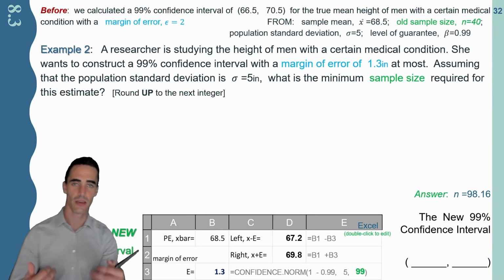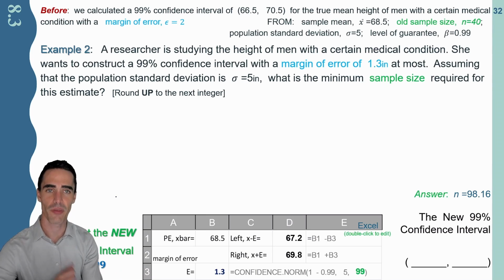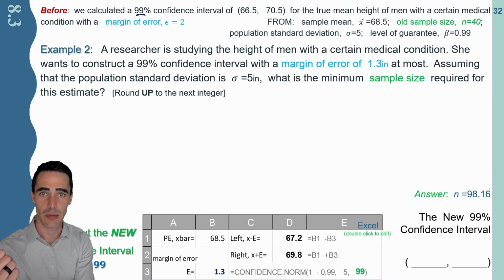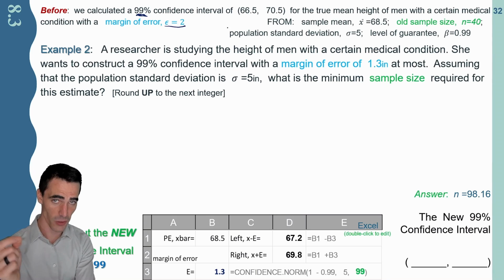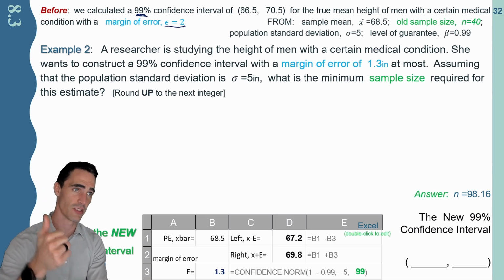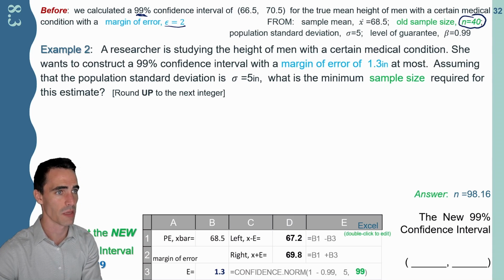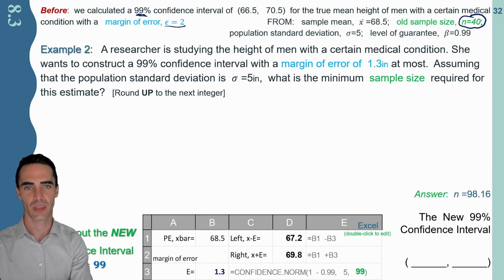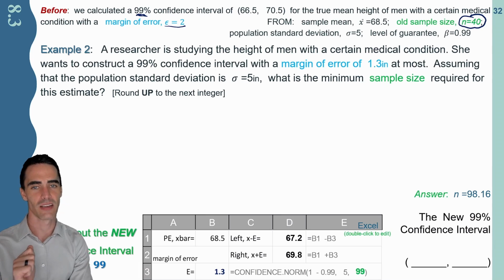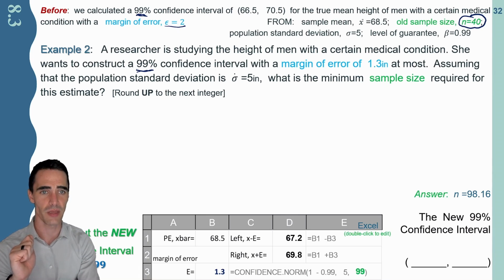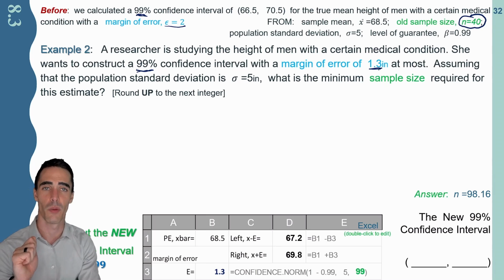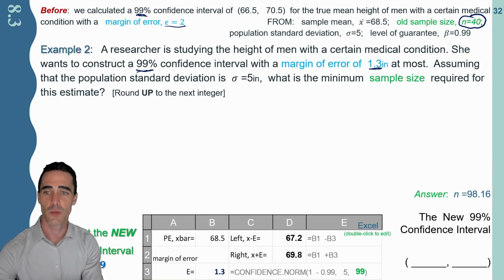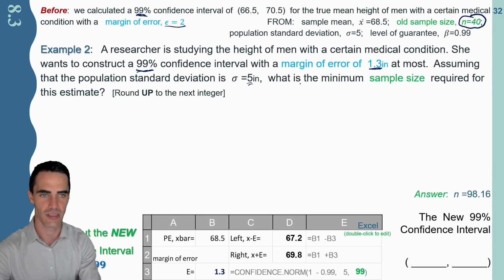Here's an example of us picking sample size that'll fit a criteria. If you remember the example we did before, we looked at a 99% confidence interval and got a margin of error of 2. But that margin of error was a result of our population standard deviation, but also our sample size. If I can talk to more people, maybe I can get a more appropriate margin of error. So with that same phrasing, I want to conduct a 99% confidence interval, but instead of a margin of error of 2, I want the margin of error to be 1.3 at most. Assuming that the population standard deviation is 5, as it was in the previous example, what is the minimum sample size required for this estimate?